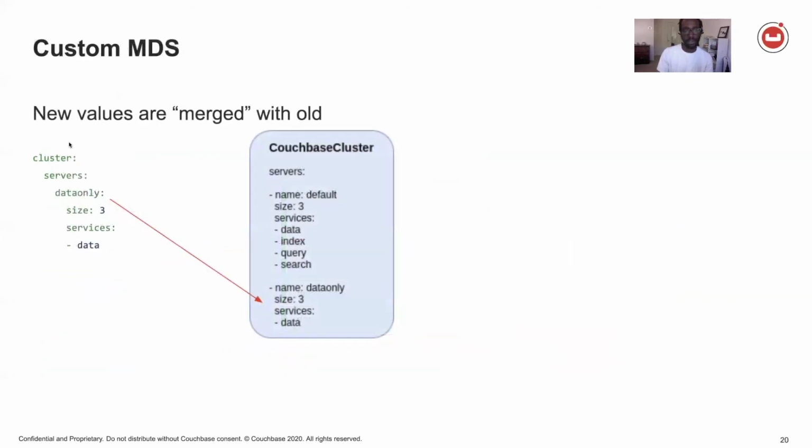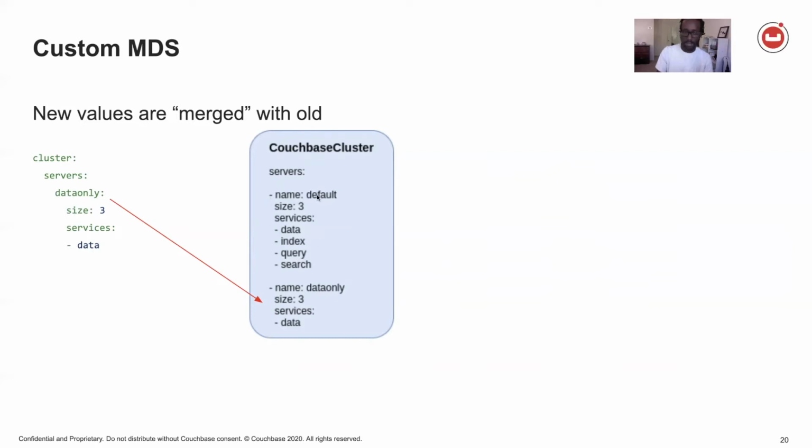Some things to note when you're doing things like custom multi-dimensional service, or just in general with Helm, because the same thing will happen when you're doing things with buckets. With our operator chart, when you provide overrides, they're actually merged with the old value. So if you have a cluster config, server config, and you have a 3-dimension config with data nodes, it's still going to include the old original values that ship with the operator chart.